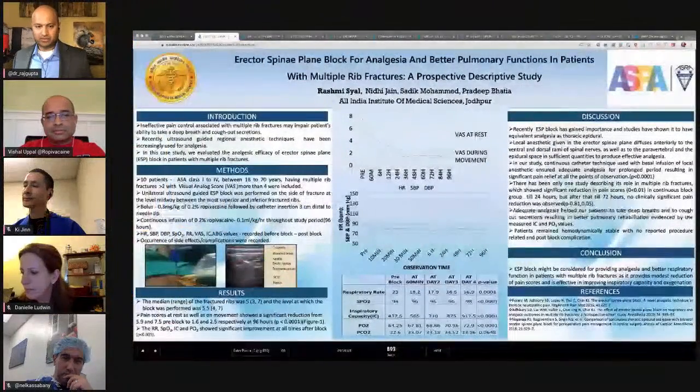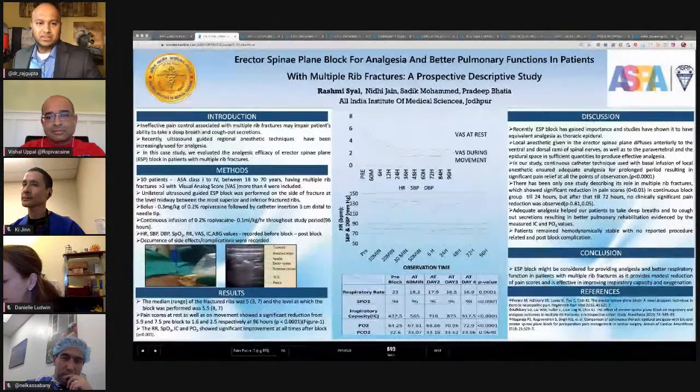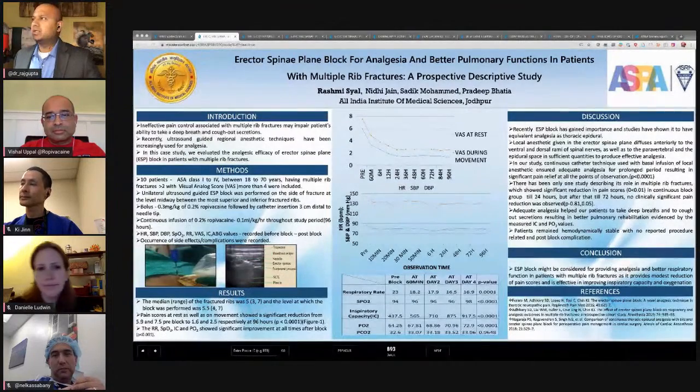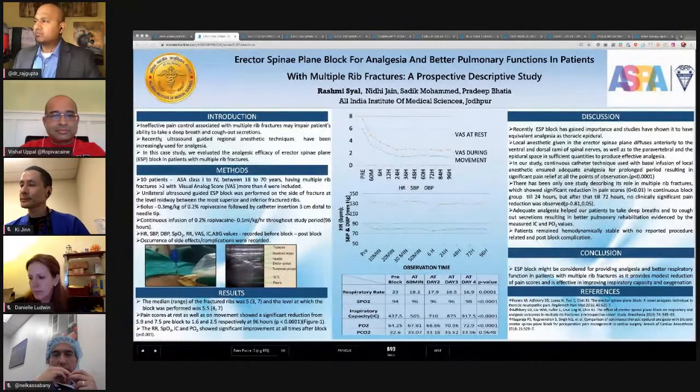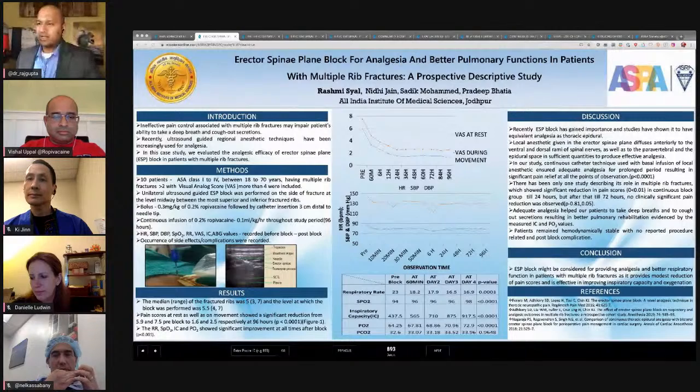Let me jump to the next poster, because it's related to the same sort of thing with rib fractures. This is poster 893, and I just put the link in the comments field. This one is entitled Erector Spinae Plane Block for Analgesia and Better Pulmonary Function in Patients with Multiple Rib Fractures. Another study, this one coming from All India Institute of Medical Sciences. They did 10 patients, a pretty wide range of ages, between 18 and 70 years, who had pain from rib fractures, and they looked at patients who had at least 2 ribs broken.